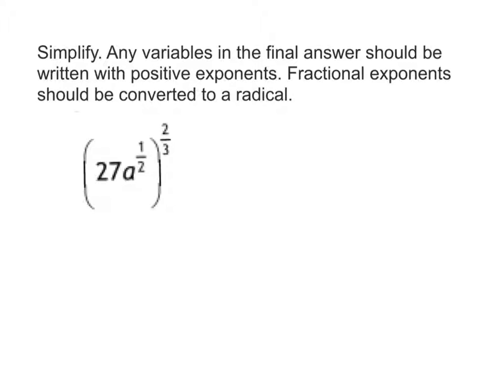Power of a power is the first thing. So what do we have to do with those exponents? Multiply, right. But what's the exponent on the 27 right now? A 1. The 1/2 is just with the a. So we're going to do this. 27 to the power of 1 times 2/3, which is just 2/3. And then a to the power of 1/2 times 2/3, which is 2/6, or if you reduce it, 1/3.